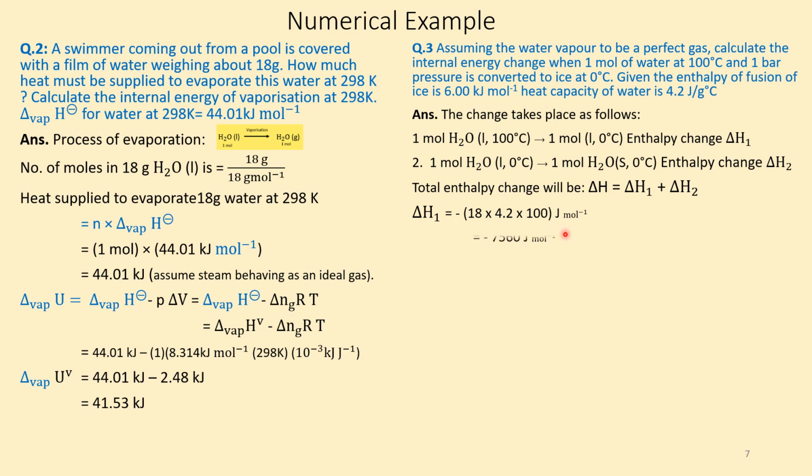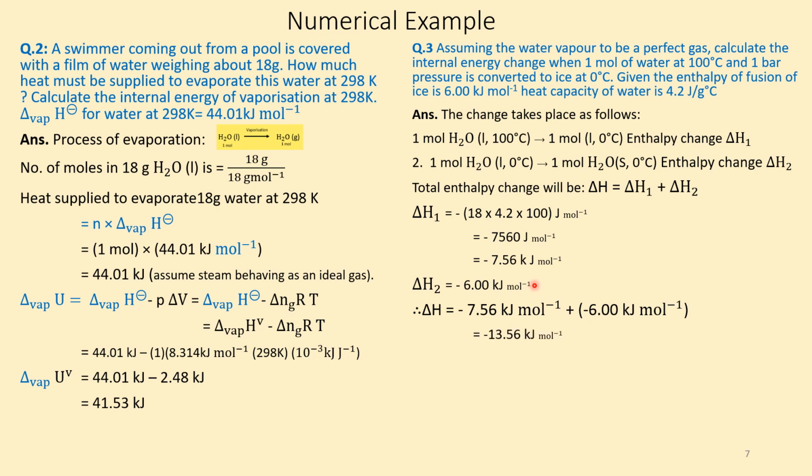That is equal to minus 7560 joules per mole, and converting into kilojoules we get minus 7.56 kilojoules per mole, that is 7560 divided by 1000. So delta H2 is given as minus 6 kilojoules per mole. Therefore delta H will be equal to delta H1 plus delta H2. Adding these two quantities we get delta H is equal to minus 13.56 kilojoules per mole.